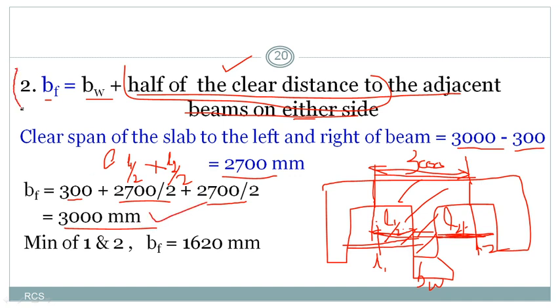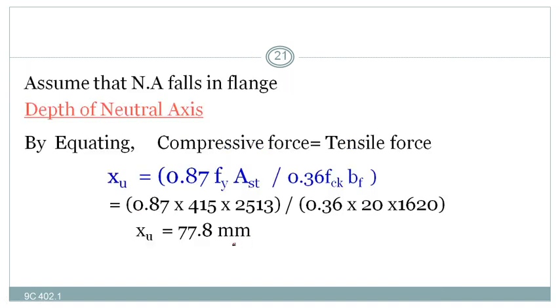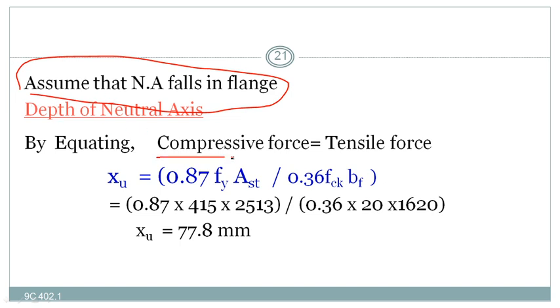Now compare condition 1 and condition 2. Our condition 1 value is less, that is 1620. So the effective width of the flange can be considered as 1620 mm. Like that we can calculate the effective width. After knowing the effective width, we assume that the neutral axis falls in the flange. After calculating the value of XU, we should know where it actually falls. For calculating the depth of neutral axis, we equate total compressive force to total tensile force, and XU equals 0.87 Fy AST by 0.36 FCK into BF.